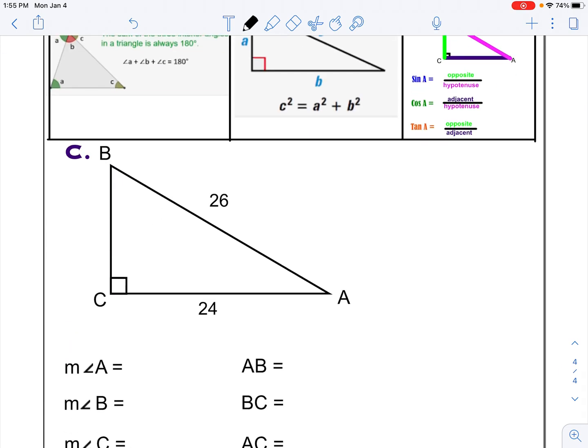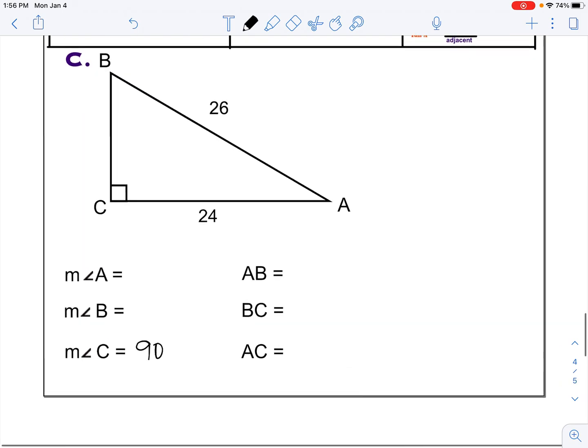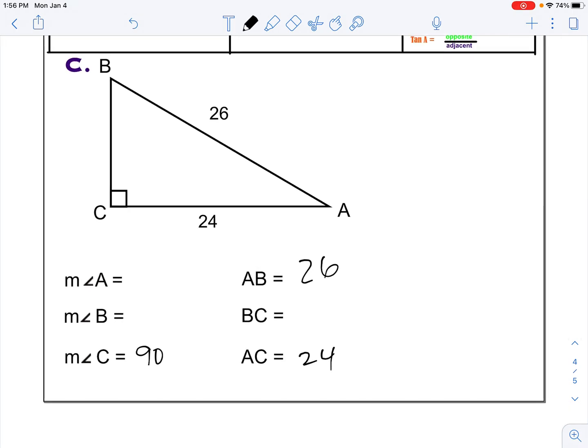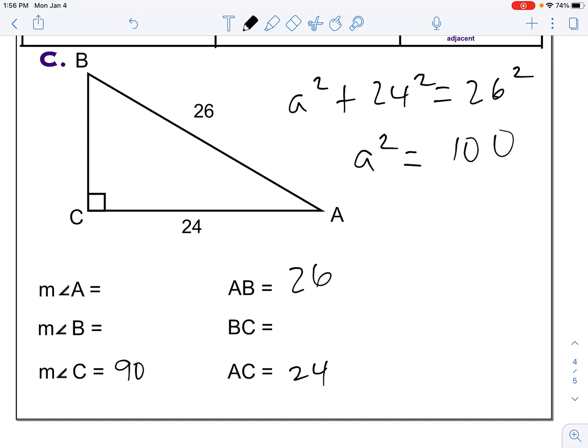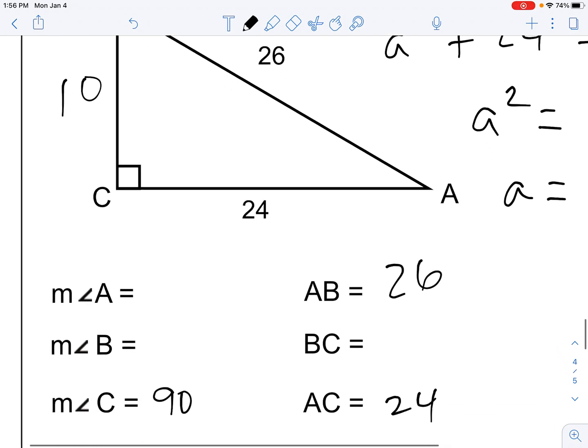Third example. Pause the video. You try it out. I'm just going to label all the stuff that we got. That's 90. AB is 26, AC is 24. So again, on this one, I would use the Pythagorean theorem. A squared plus 24 squared equals 26 squared. A squared is going to equal 100 when you subtract the 24 squared. Take the square root. A is equal to 10. That's nice. Pythagorean triple, 3 whole number side lengths. We would call that a Pythagorean triple.